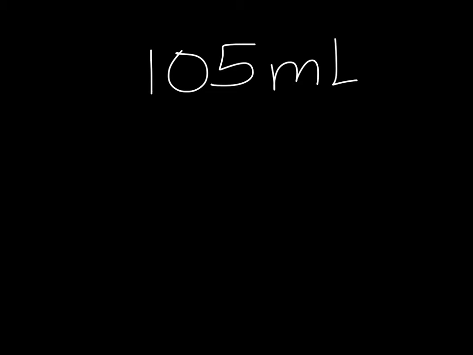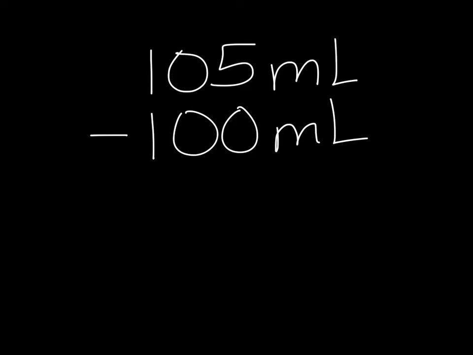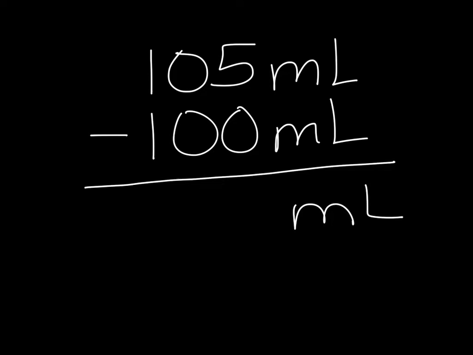So the work that I would have to show for the displacement method for the example I just showed was I would start with the number I just got, which was 105 milliliters. I'm going to subtract the amount of water I started with. Notice the lowercase m and the capital L. All right, got to have my unit of measure. 5 minus 0 is 5, and then it's 0, 0.